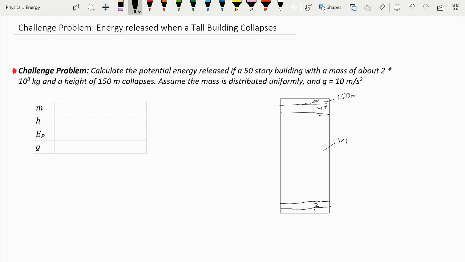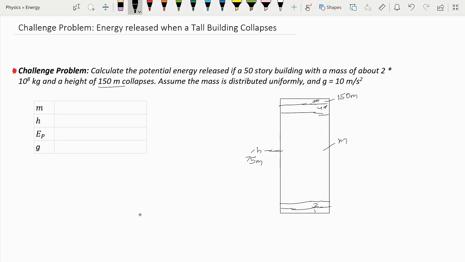Instead, we would have to take the average height of the whole building. In this case, if it has 150 meters as the whole building, the average height would be 150 by 2, making it 75. So this would be around h being 75 meters.